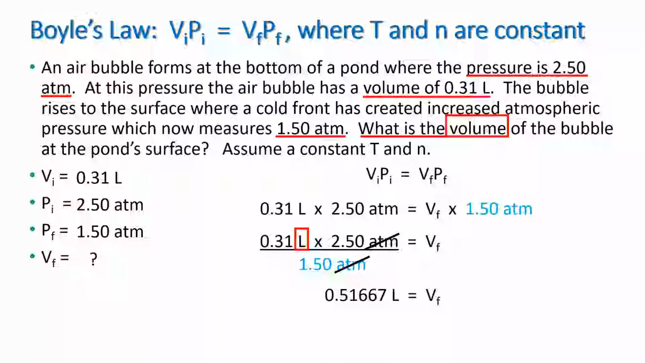And if we take a look back through our given values, we can see that the value with the fewest significant figures is the initial volume, which has 2 significant figures. So our answer must also have 2 significant figures, which makes our final answer 0.52 liters.